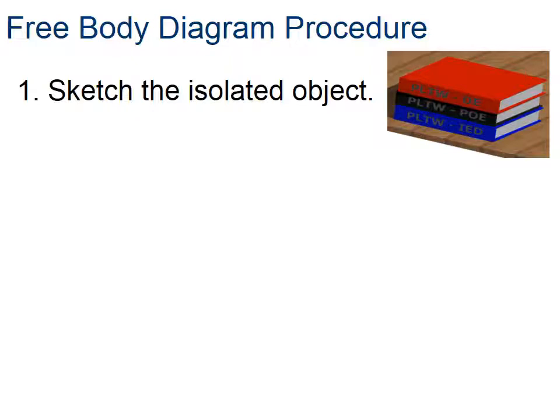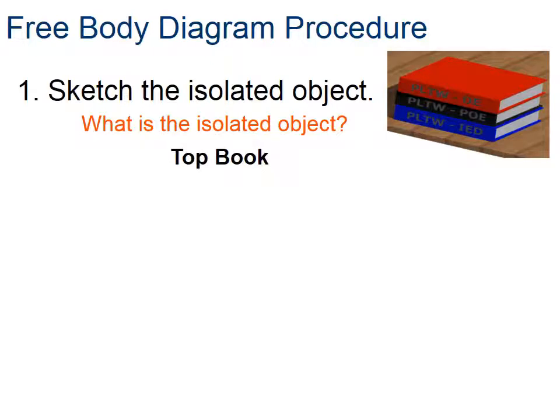There's a recipe for drawing a free body diagram, so it's important for you to know what the recipe is. First step, sketch the isolated object. Well, what is the isolated object in this case? It's the top book. And it's pretty complicated in this case. You actually draw a rectangle.